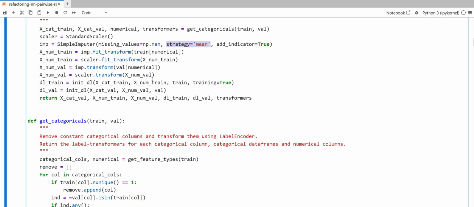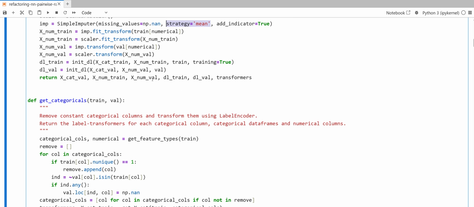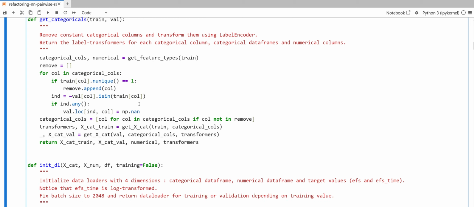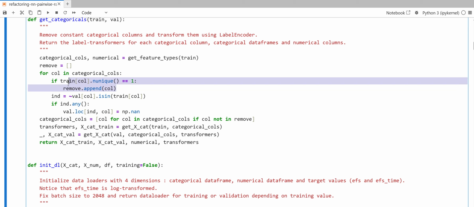getCategoricals. This function figures out which columns are categorical and which are numerical, and it also handles some edge cases, like getting rid of categorical columns that are all the same value, which wouldn't be helpful at all.